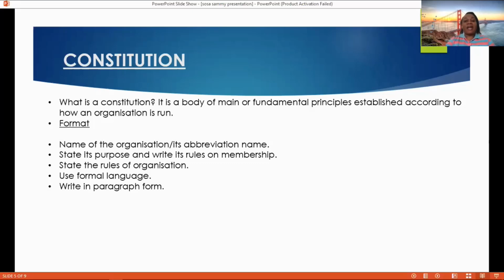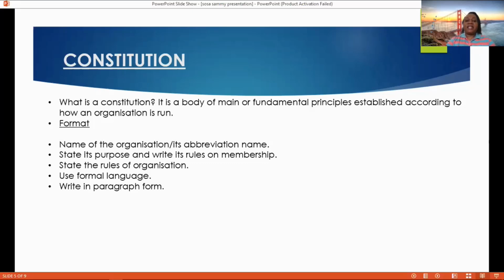And then you write the rules on membership. Who is eligible to join this organization? Is it only the young people of a certain age, or you allow the older people also to join as sponsors? So state your rules on membership clearly, so that whoever wants to join it, they know the rules around membership.